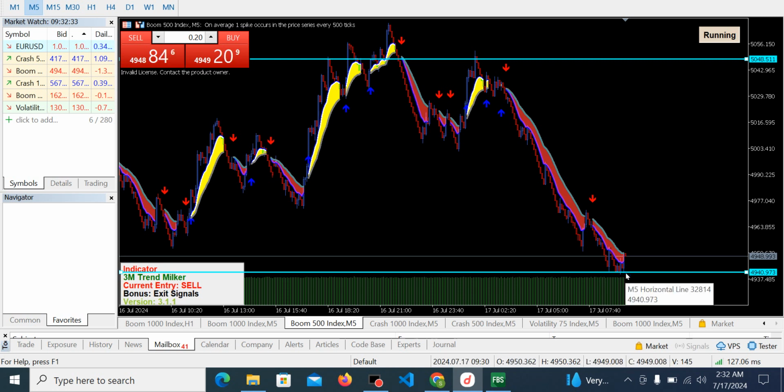If it's unable to break out from here, it will go back into an uptrend, but if it breaks out from this support zone, it will sell more. Okay, so this is very important.